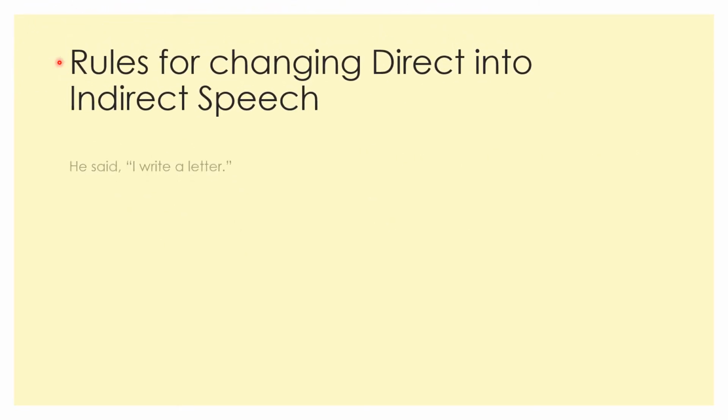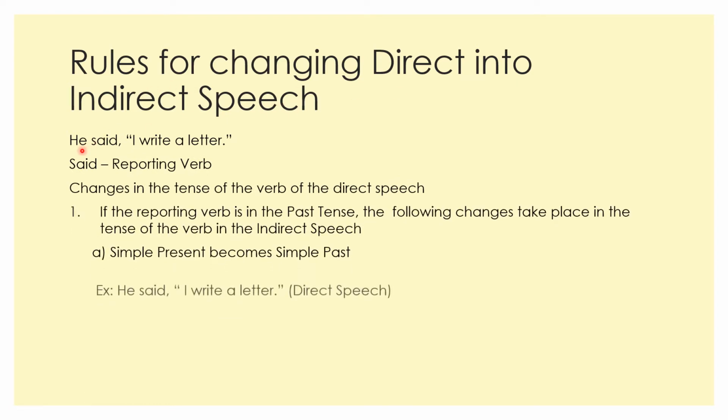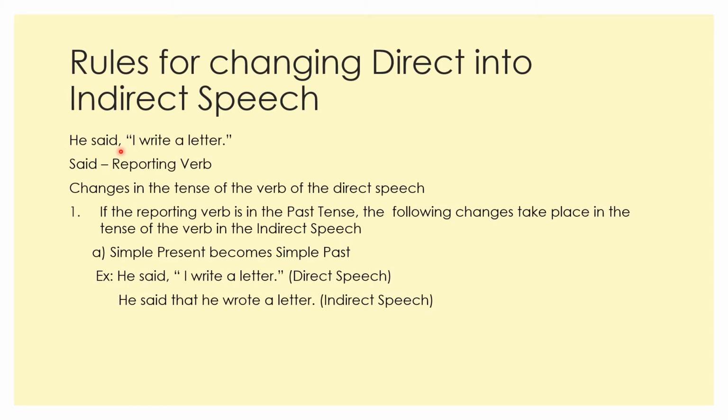Let us understand the rules for changing direct into indirect speech. Look at the sentence: He said, "I write a letter." Here, said is called the reporting verb. The first rule is changes in the tense of the verb of the direct speech. If the reporting verb is in the past tense, the following changes take place in the tense of the verb in the indirect speech.